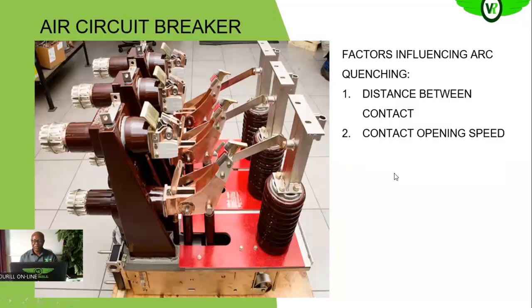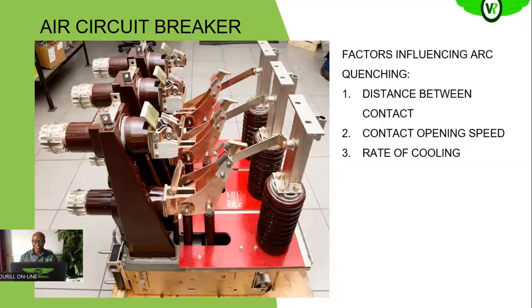Then another factor that will help to extinguish the arc is the speed at which the contact is opening, the contact opening speed. These are some of the parameters that you measure while carrying out maintenance on your circuit breakers. You measure the distance between the contacts and the contact opening speed, and then you compare them to the manufacturer recommendations to see that they are still intact. So if the circuit breaker contact is opening faster than the arc is formed, of course, it will help to extinguish the arc.